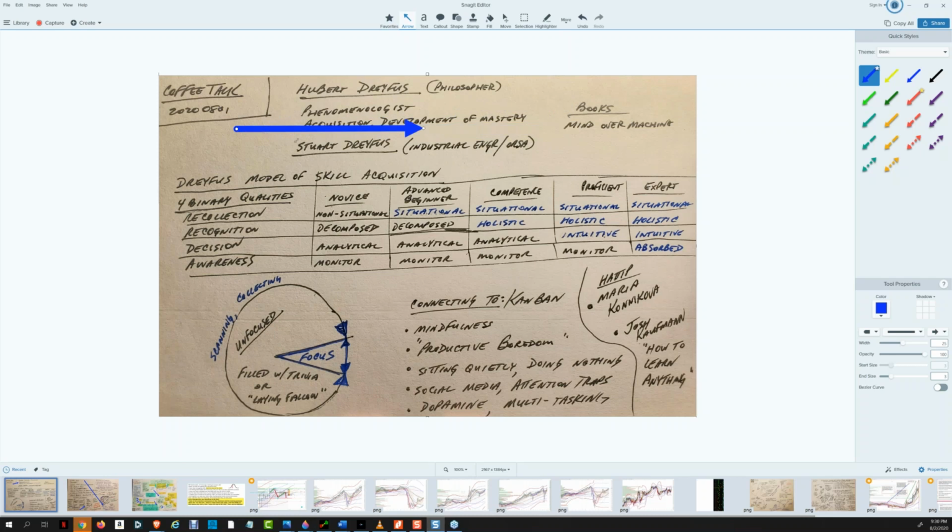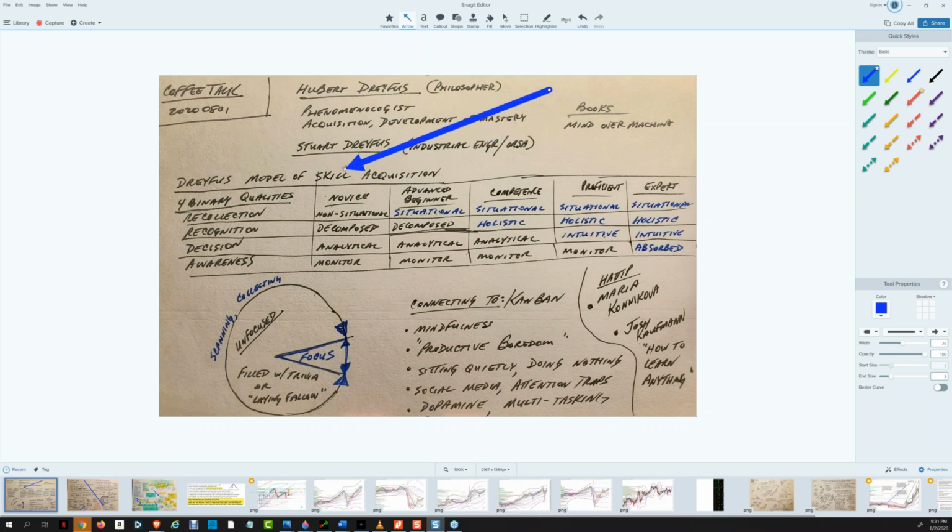His book, Mind Over Machine, is on the way. I'm going to read it. It was co-written with his brother Stuart, who was an industrial engineer, professor, and also an operations research systems analyst in ORSA. That's the quant guys. So they came up with this model of skill acquisition, which felt familiar to me as soon as I saw it.